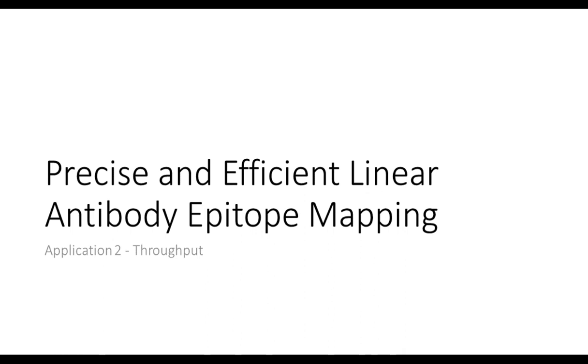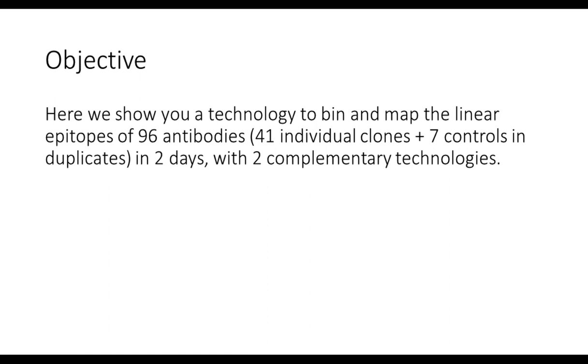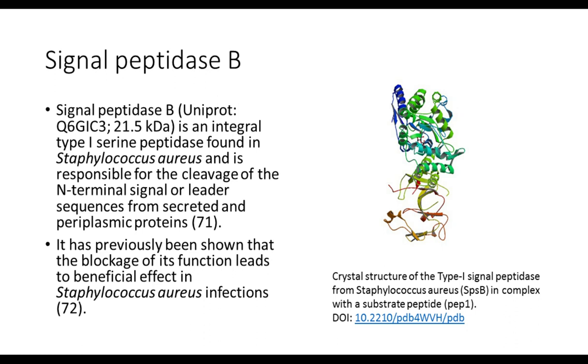All right, so how about throughput? And this project, or this experiment, really demonstrates the throughput of this technology. So here we show you a technology to bin and also map the linear epitopes of 96 antibodies. We have 41 individual antibody clones, 7 controls, and everything was done in duplicate. And this whole experiment took only 2 days. And we used 2 complementary technologies for that: the strep-David infusion technology as well as multiplexed phage display.